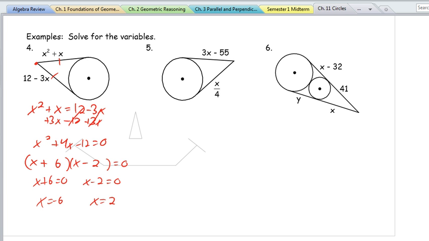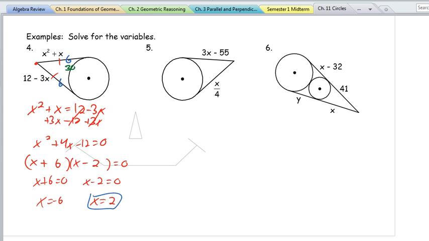So 2 squared is 4. 4 plus 2 is 6. 12 minus 6 is 6. So that one works. x equals negative 6: negative 6 times negative 6, or negative 6 squared in parentheses, is 36. 36 minus 6 would be 30.